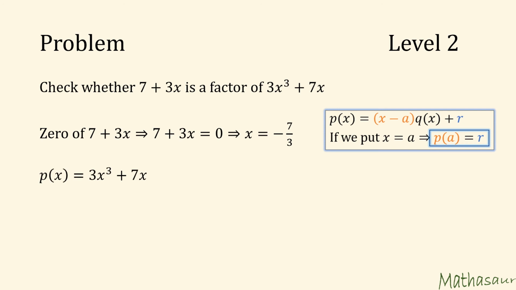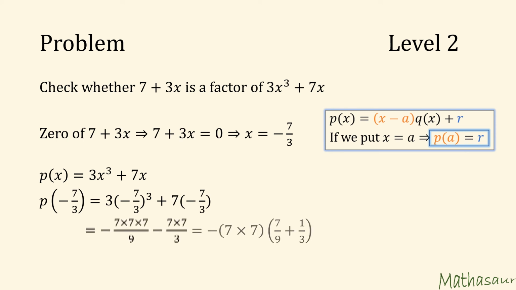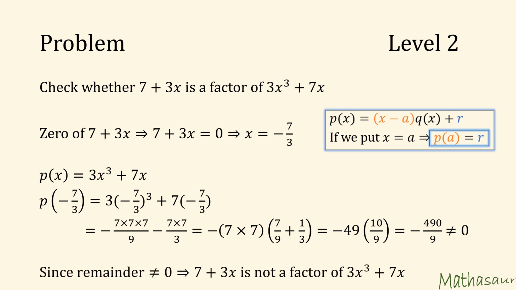Now let us take this value of x and put it in the polynomial. So we get P of minus 7 by 3. Upon solving, the remainder comes as minus 490 divided by 9, which is not equal to 0. This means that 7 plus 3x is not a factor of the given polynomial.